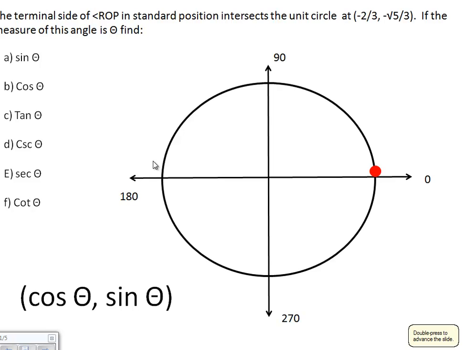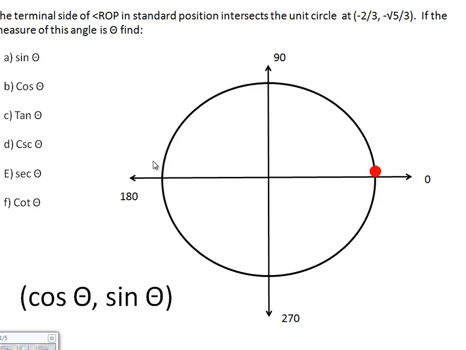Okay, here is a question from our test review. The terminal side of angle ROP in standard position intersects the unit circle. That's a key word, unit circle. So that means our circle's already been drawn. We know that it is a unit of 1 of some measure. And it tells me it's at negative 2/3, negative radical 5/3.